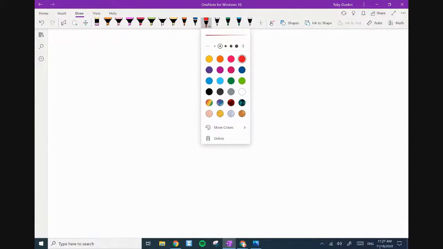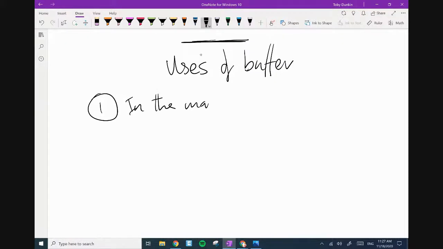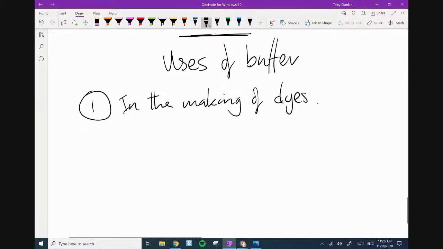Let's just quickly finish off my lesson. Uses of buffers. Number one, in the making of dyes. Dyes are very pH sensitive. If you change the pH, you'll often change the color, if not destroy the color altogether. Number two, in the making of drugs.